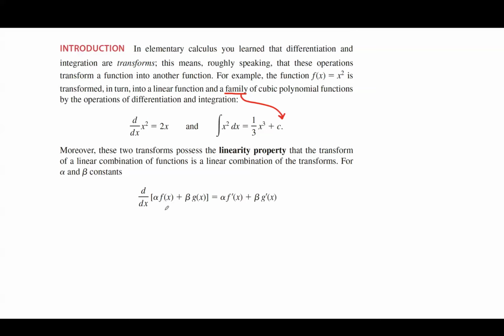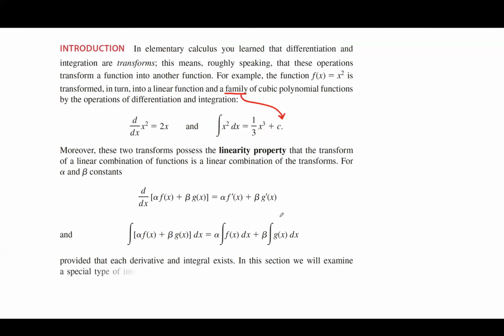So the differential of alpha f of x plus beta g of x is alpha times f prime of x plus beta times the derivative of g of x. This basically transforms the linear combination to a linear combination. As you saw for integration, the integral of alpha f of x plus beta g of x can be written as alpha times the integral of f, plus beta times the integral of g. These are basic properties that we see in elementary calculus.